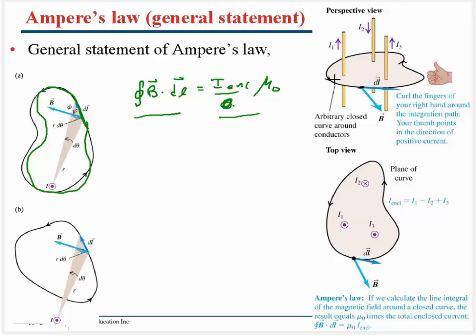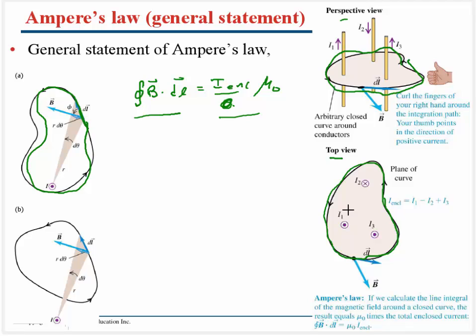Now, if I had more than one conductor, more than one wire going through it, I choose my path kind of like that, and I could say, well, what is my current enclosed? Take a top view of this perspective view right here. You can see that this path is going to go through these 3 currents.